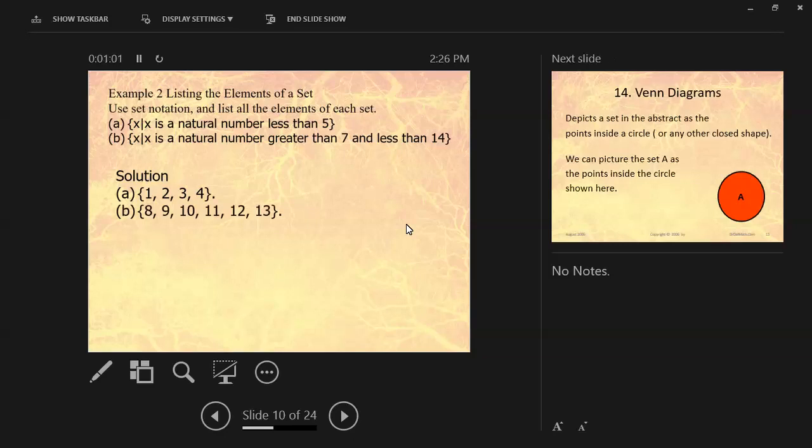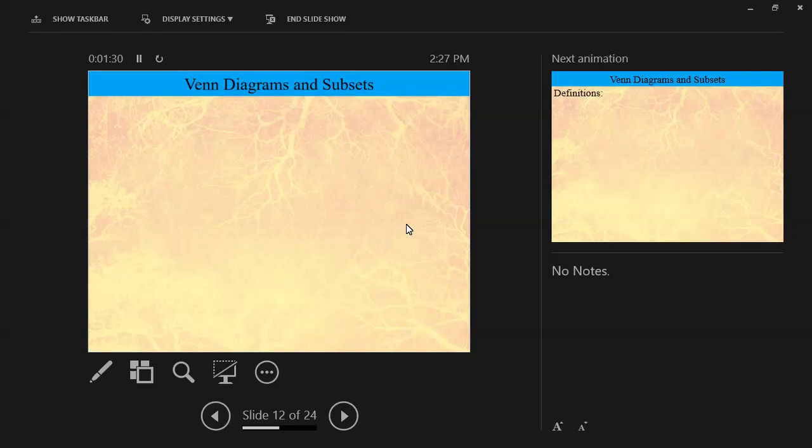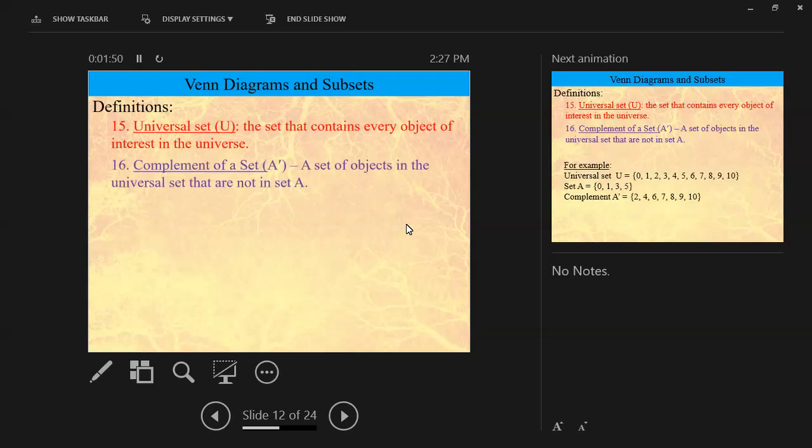Questions? All right, you guys got this. Okay, Venn diagrams. We don't get into Venn diagrams on the homework too much, but they're good to help understand sets, so we still use them. A Venn diagram depicts a set. You can picture set A, points inside the circle. The universal set is all elements that we are considering, every object that we are interested in looking at. The complement, with a little mark on it, is the set of objects in the universal set that are not in set A.